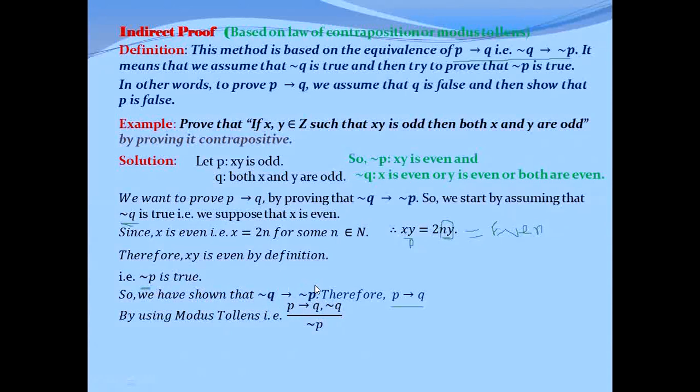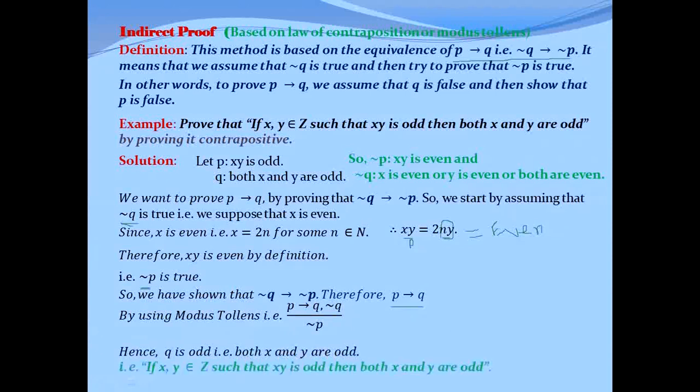And from the equivalence formula, this formula can be written as P implies Q. I proved that P implies Q is true, and not Q is true by assumption. So the above two formulas, P implies Q and not Q, are true, so not P will be true, and this concept is called modus tollens. Hence, if xy belongs to Z, or any integer, such that xy is odd, then both x and y are odd. Thus, I have proved that this statement is true for all integer numbers.